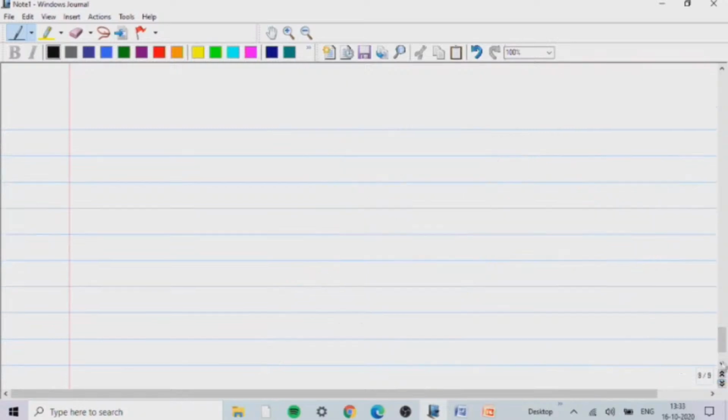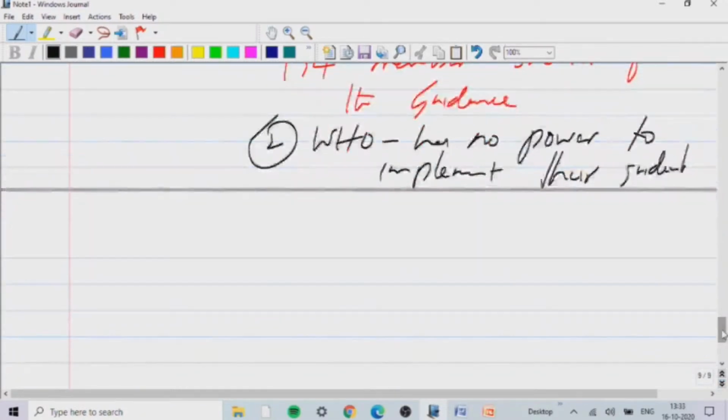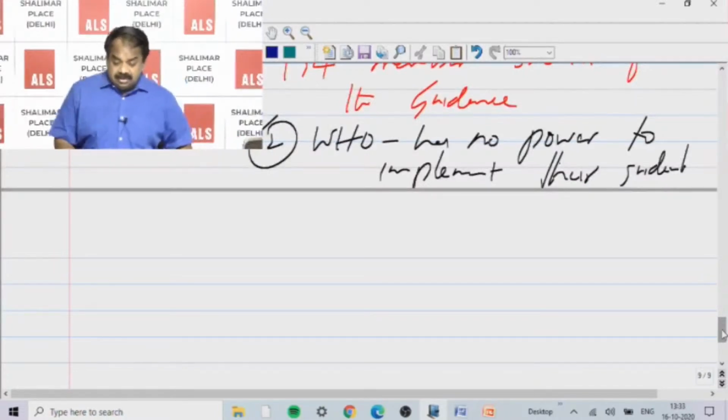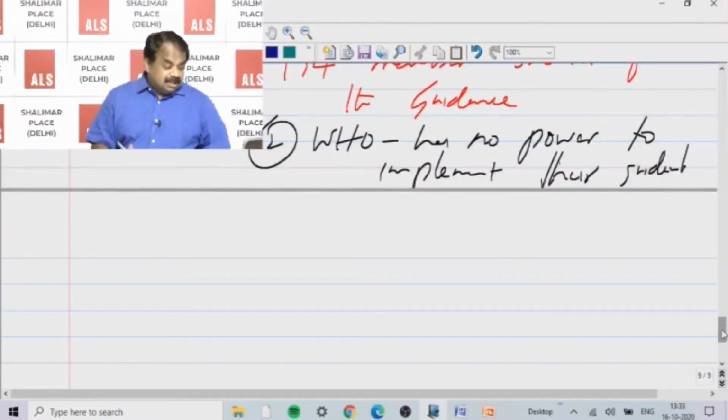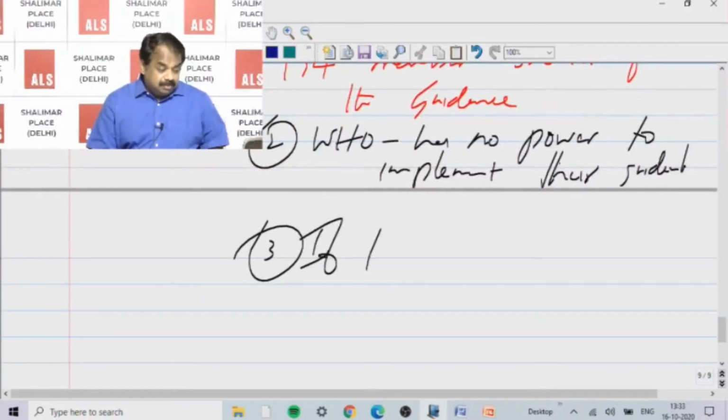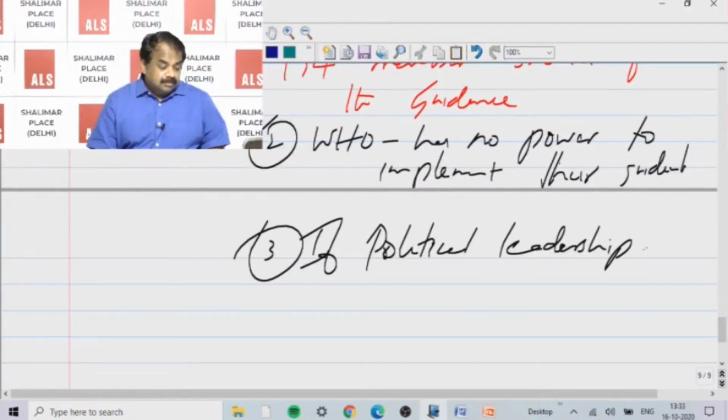And also, we can say that the present administrative setup of WHO is not meant to succeed. I mean, rather the setup is such that they may not be in a position to implement things. And without political leadership, most important thing is, any organization can succeed only if the political leadership is clear and supportive.